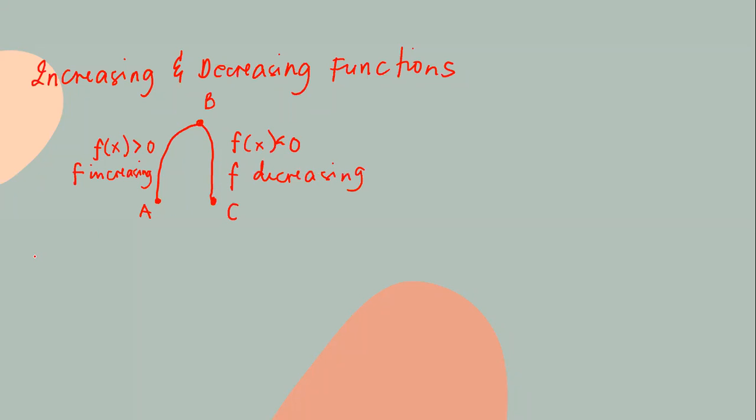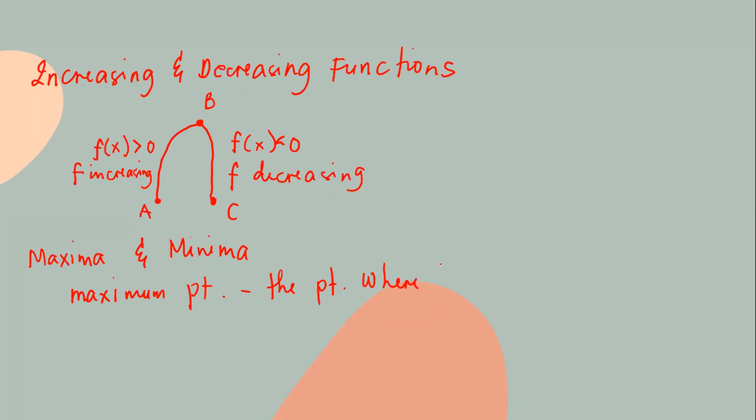Now, for the maxima and minima, the point where the curve is higher than some neighboring points is called the maximum point. Maximum point. The point where the curve is higher.